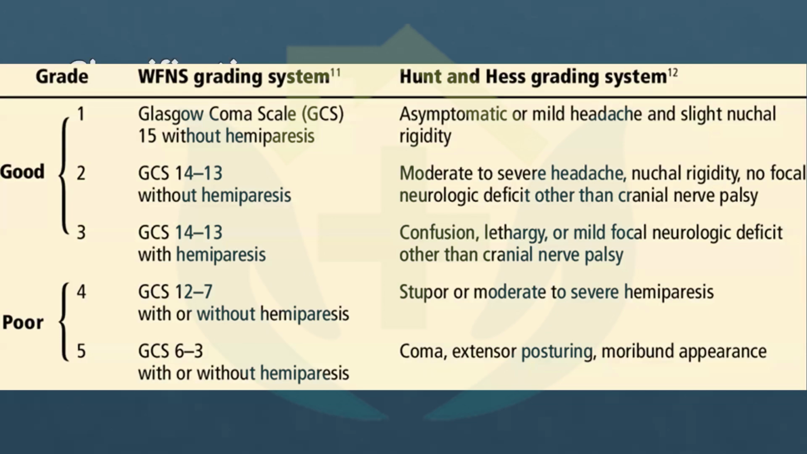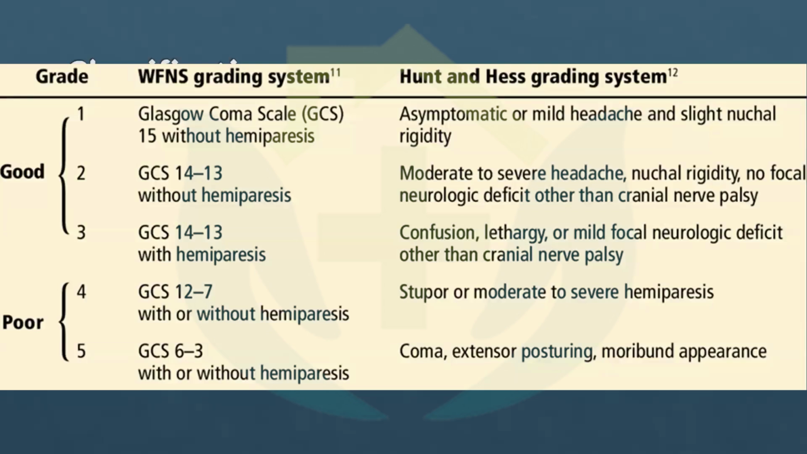Yes, sir. A first grade patient will usually be asymptomatic, or they can present with a very minute headache, and the GCS will be 15 by 15 without any neurological deficit. The second grade will have a GCS of 13 to 14 without any neurological deficit, and they can have moderate to severe headache and some nuchal rigidity. Third grade, again GCS of 13 to 14, but they'll have some focal neurological deficit, and they can be a bit confused.